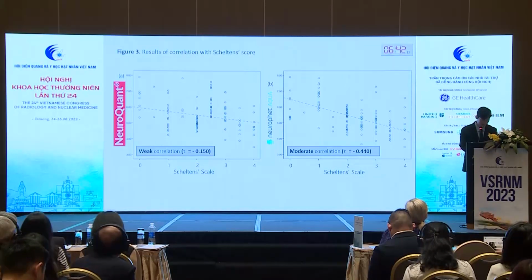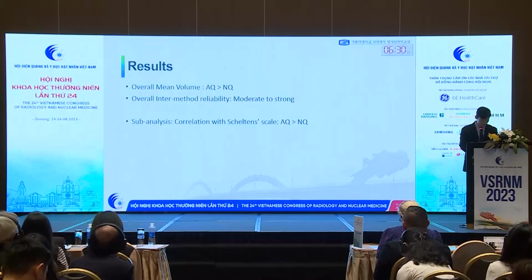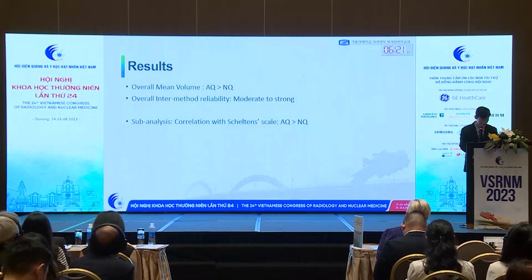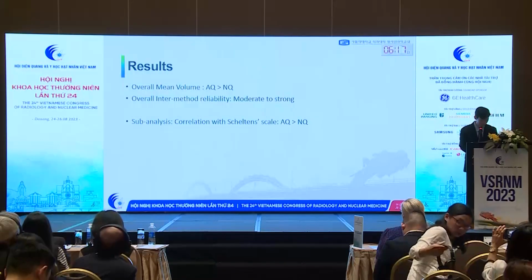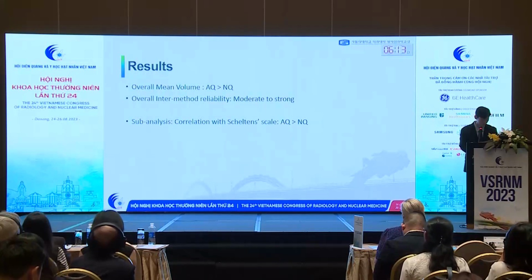For subanalysis, correlation with Scheltens' score showed weak correlation for NeuroQuant and moderate correlation for AQUA. So to sum up the results I have shown, overall mean volume calculated by AQUA was larger than NeuroQuant. Overall inter-method reliability between 2 software showed very strong, moderate to strong reliability. And correlation with Scheltens' scale of AQUA was superior to NeuroQuant.